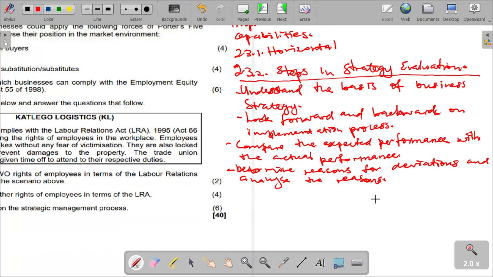Then take corrective action so that deviations may be corrected. Corrective actions must be taken so as to correct the deviations.